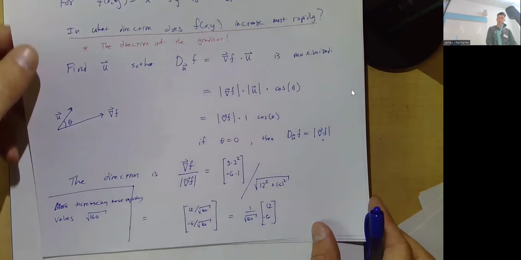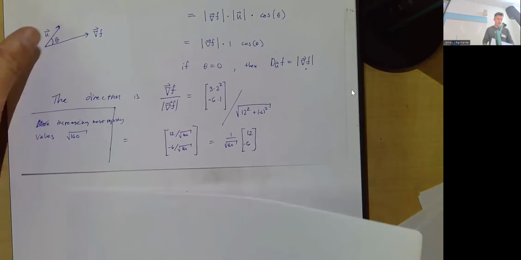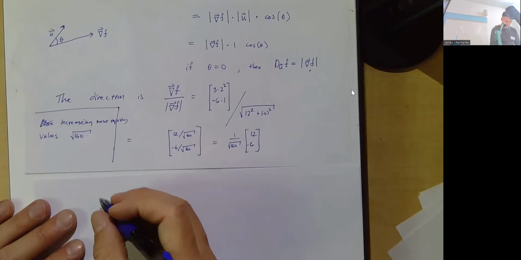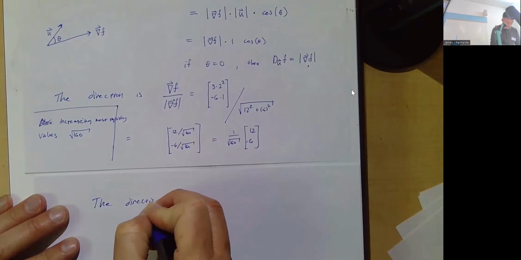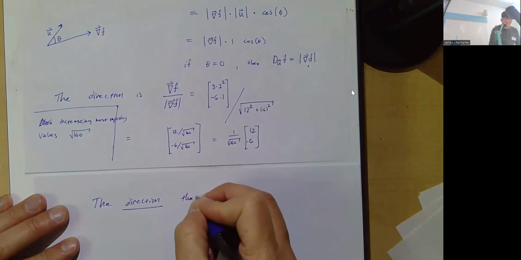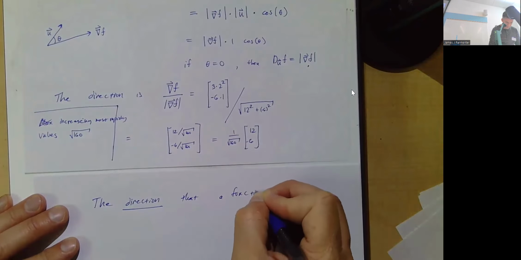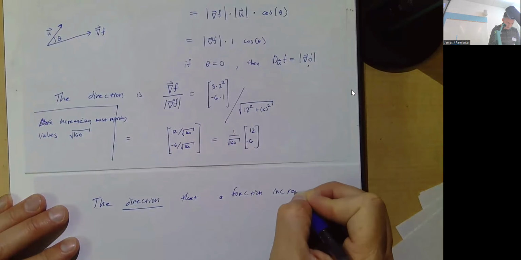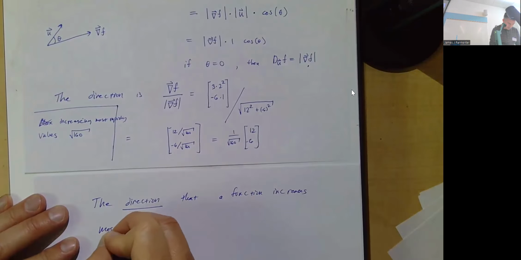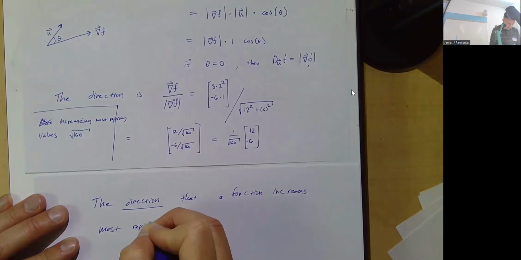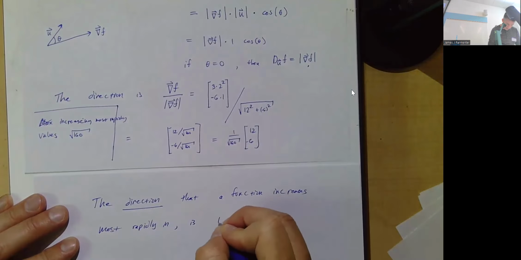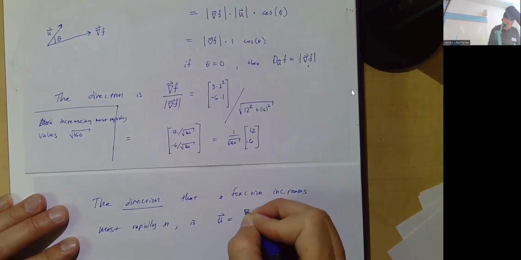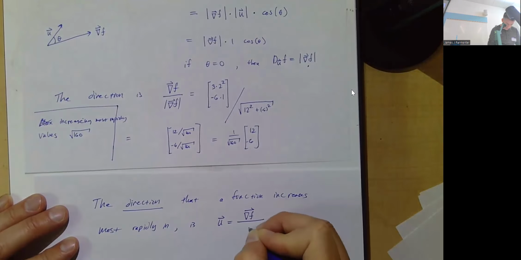Well, let's write it down one more time just so that we can see it again. So the direction that a function increases most rapidly in is the unit vector, the gradient of f divided by its own magnitude.